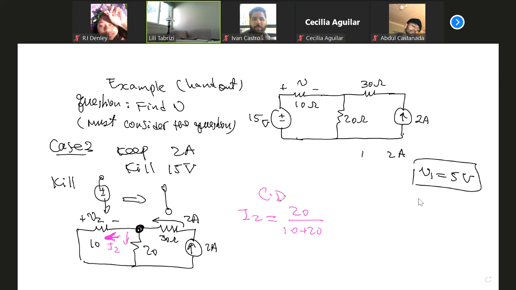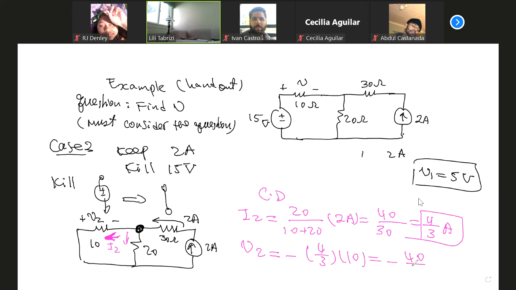We had an exam question on the current division law, and we had this completely covered in chapter 2. It is the current division factor multiplied by 2 amp. So it's equal to 40 divided by 30, which is 4 divided by 3 amp. This is I2, going this way. However, we want V2. The current goes opposite to the passive sign, so V2 is equal to minus 4/3 times 10 ohm, which is minus 40 divided by 3 volts. Any question?